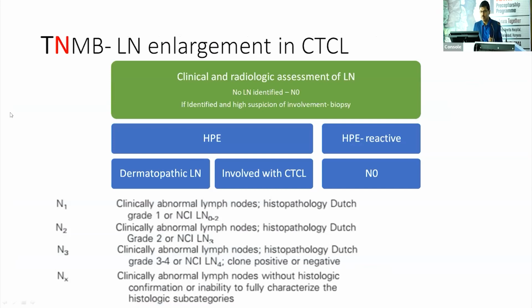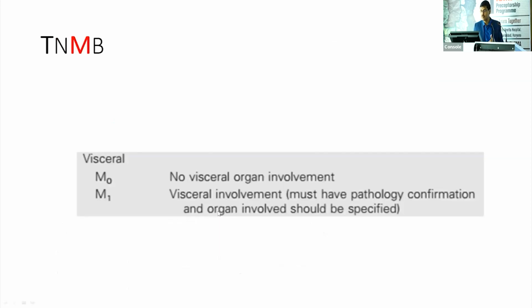And apart from that, one last important point regarding node staging for CTCL. If a node is enlarged in CTCL, it does not mean it is involved. You have to do a biopsy. The biopsy can yield dermatopathic lymphadenopathy, which is nothing but change in the lymph node because of constant antigenic stimulation because of lymphoma in the body. So a dermatopathic lymph node is enlarged, but it is not systemic spread of lymphoma. And if it is involved by CTCL, you have to demonstrate Sézary cells. So this is the single most important take home from cutaneous lymphoma.